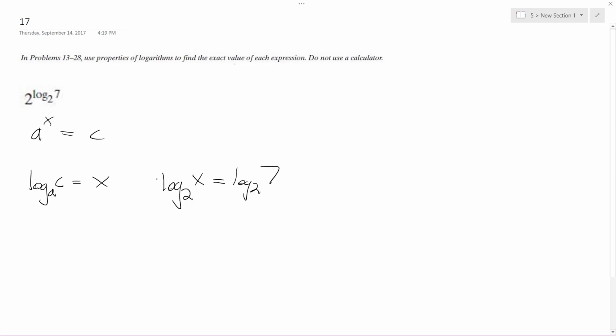Well, they both have log here, so you can just cancel those out. And we just end up with x is equal to 7. Pretty much the 2 raised to the log base 2 cancels itself out, and you're just left with 7. So x equals 7, or just 7, is the correct solution.